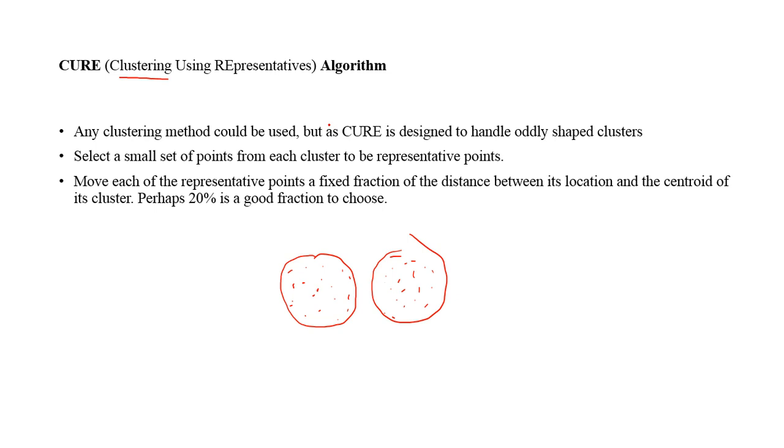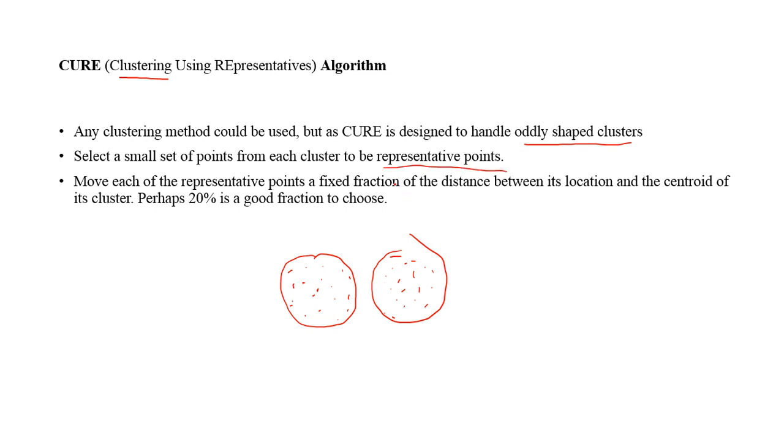But in the QR algorithm, the shape of the cluster, now generally we see the shape of the cluster is always circular, but the QR algorithm is designed to handle any odd shaped clusters. It doesn't consider any mean or centroid or any mode value. It considers the cluster totally based on the representative points.